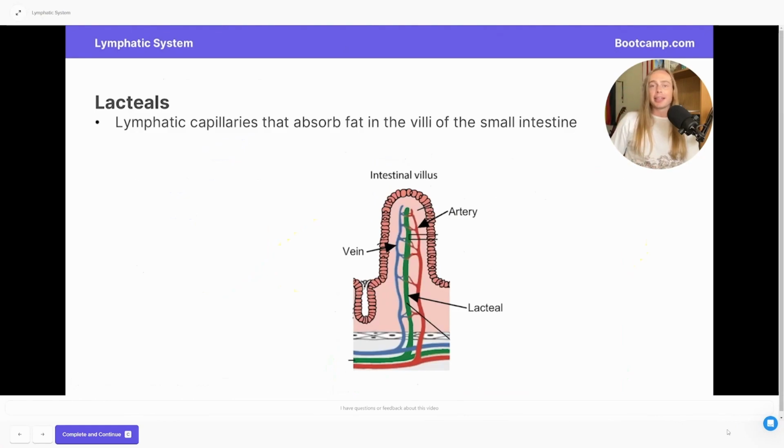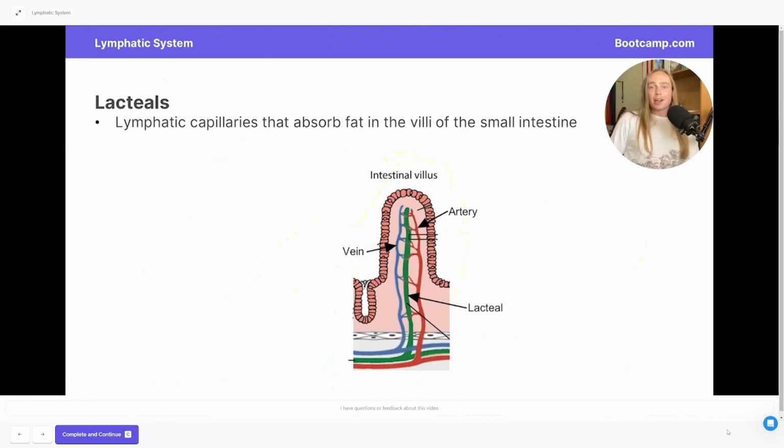These villi act to increase the surface area of the small intestine, which allows for more nutrients to be absorbed. If we look at a cross-section of a villus, we see they are in fact a finger-like projection, and we see that they have three main vessels. They have a vein, an artery, and a lacteal.